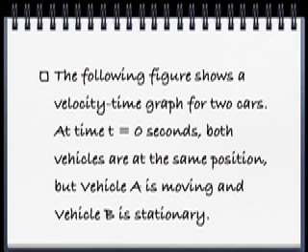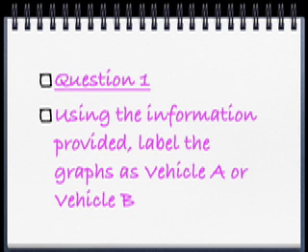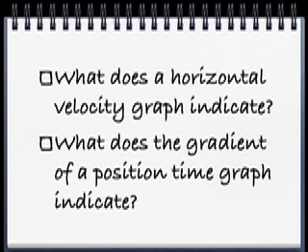This is the initial conditions of the problem. This graph shows the velocity of each car over a time interval. Redraw these diagrams in your books and label them for each vehicle. To help you with this, think about what it means for v to be equal to 0.